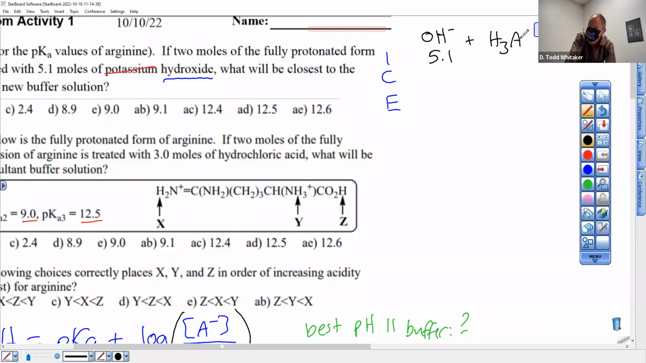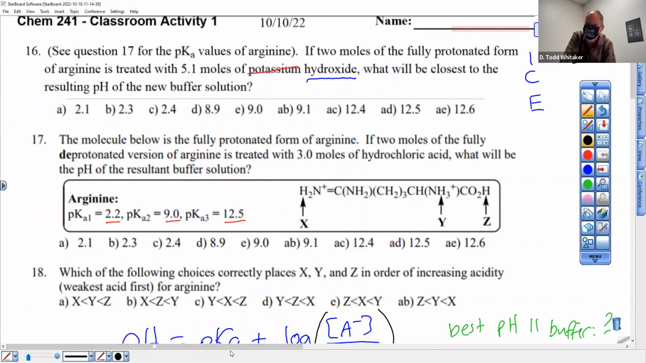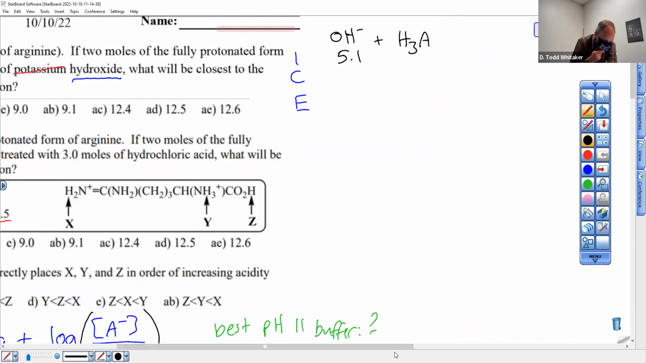How did I know I didn't want H4A or H6A or H9A? Please read question 17 and tell me how many pKa's there are. 3. So in the fully protonated form, how many acid protons are there? Say it again. 3. Good. So the fully protonated form has a generic formula of H3A. Got it? If I gave you 4 pKa's, what would you be starting with? H4A. If I gave you 2 pKa's, you start with H2A. Okay, good. All right, H3A.